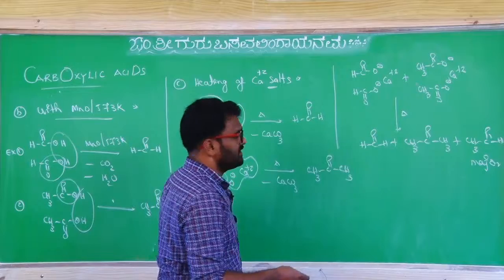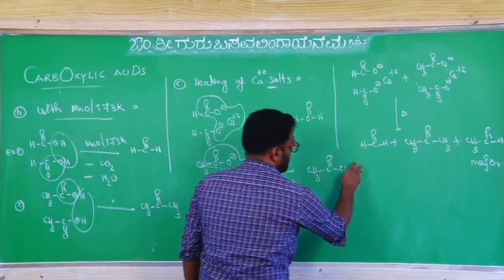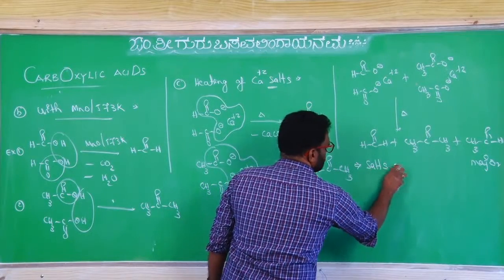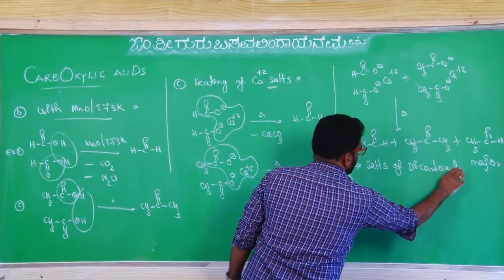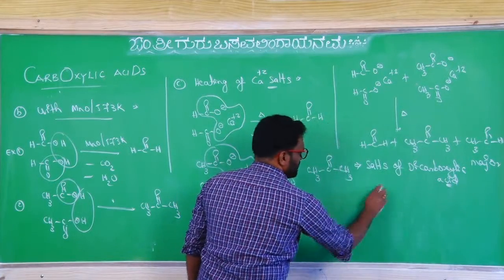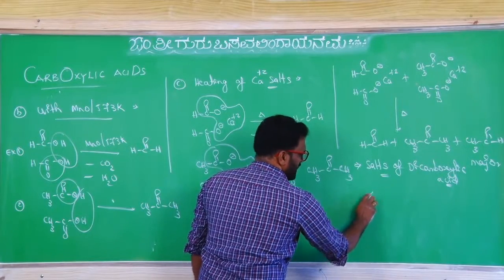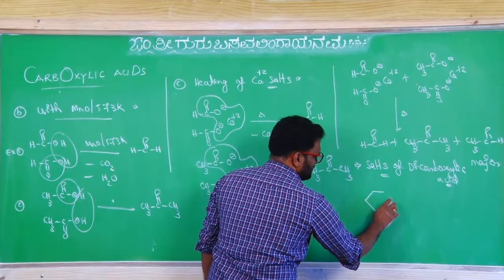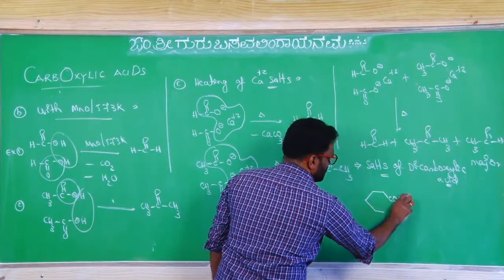Next, if you take the salts of dicarboxylic acids, like adipic acid, heating of salts of dicarboxylic acids. Adipic acid means how many carbons? Adipic acid, so totally how many carbons? 6, no?